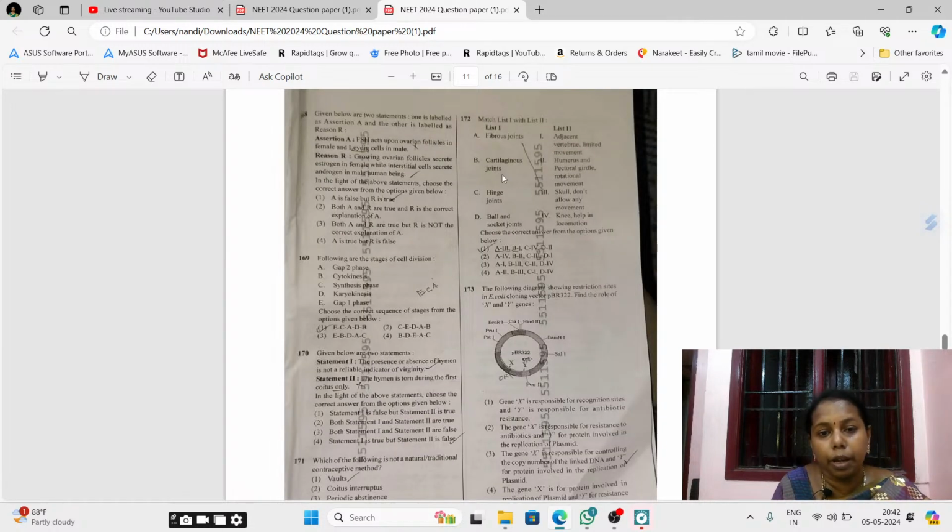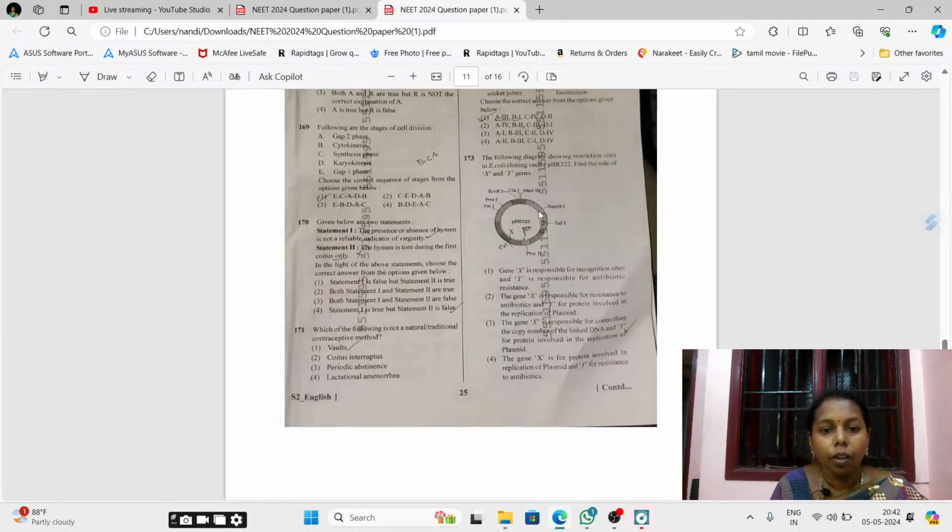Now 172 we have to match. Fibrous joint, of course, in skull does not allow any movement, which is in A3. Cartilaginous joint, adjacent vertebra, where it allows limited movement, B1. Hinge joint, in knee, it helps in locomotion. Ball and socket, remaining one, two. So option A. 173. The following diagram shows restriction sites in E. coli cloning vector pBR322. Find the role of X and Y gene. X, ORI for starting replication, ROP for protein replication, which is given in the option 3.